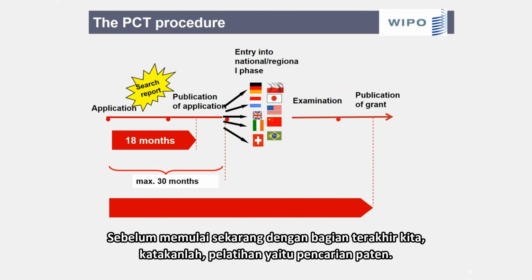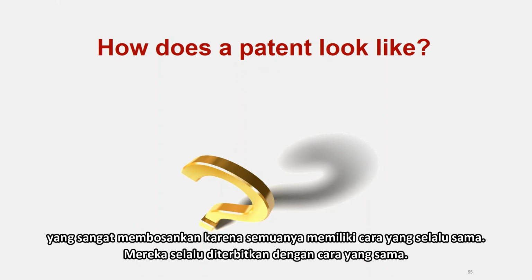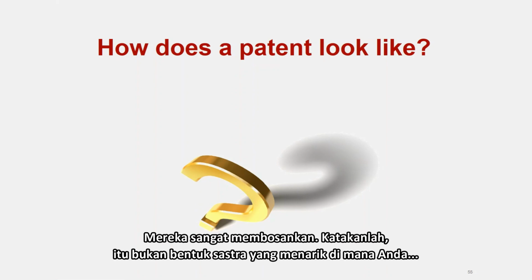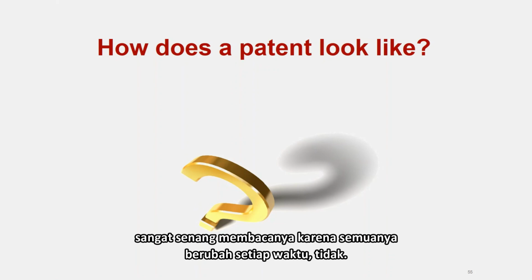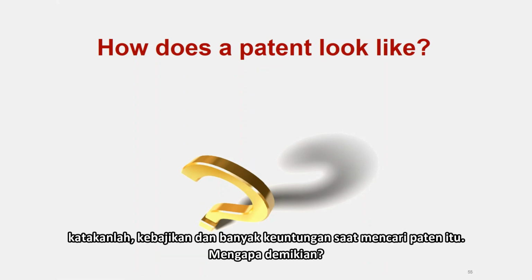So before starting now with our last part of the training, which is patent search, we have to at least try to understand what a patent looks like. We will see that patents are normally very boring publications because they are always published in the same manner. They're not very exciting forms of literature which you are very happy to read because everything changes each time. No, a patent is very boring, but being boring has a lot of virtues and a lot of advantages while searching for that patent.